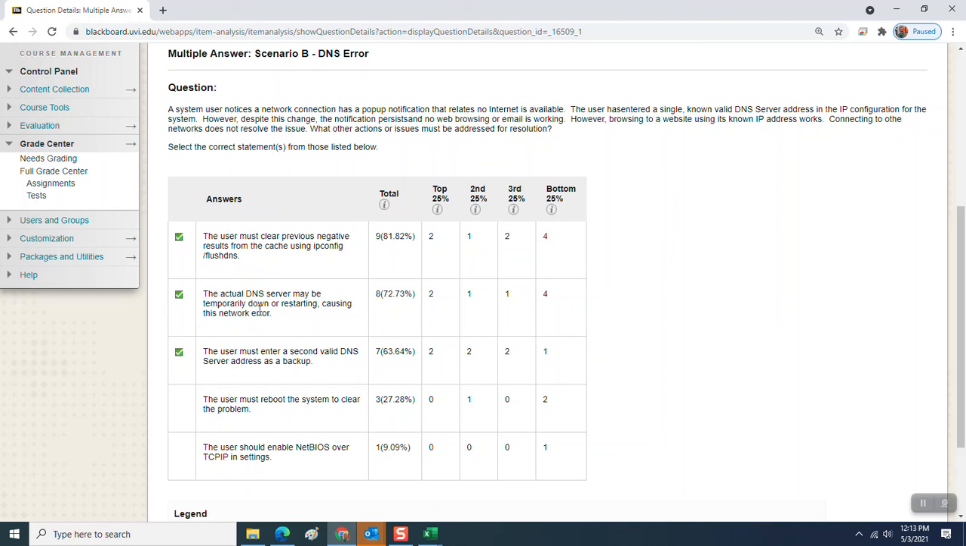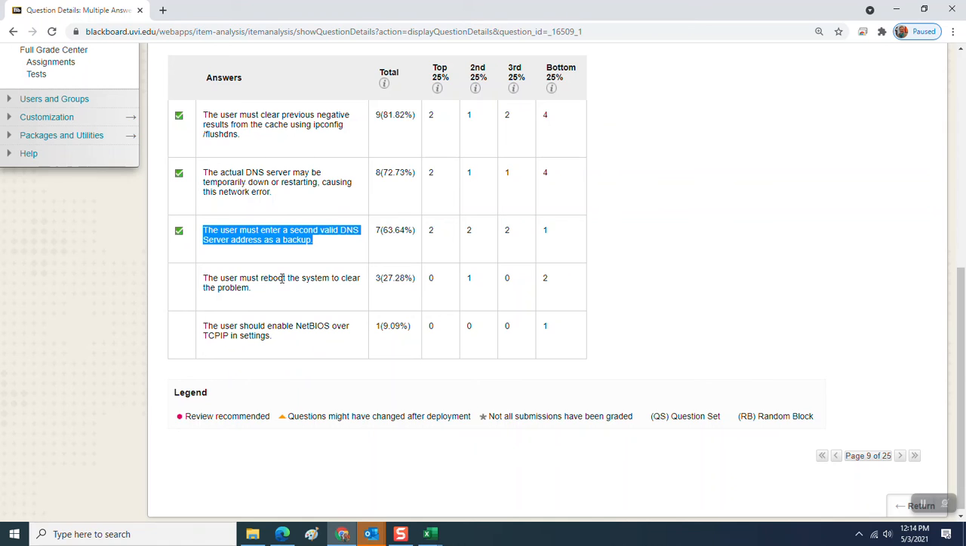The actual DNS server may be temporarily down or restarting, causing this network error. That's another issue. It could be down for a minute, and that's why it's good to enter more than one. The user must enter a second valid server address as a backup. Oftentimes there's only one IP address. In home environments, it's usually the wireless router that's listed as the DNS server and the DHCP server, which means that if something happens to the one DNS server or that one connection, you're down.